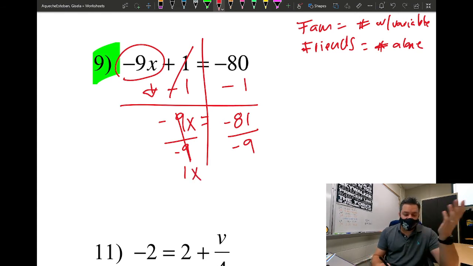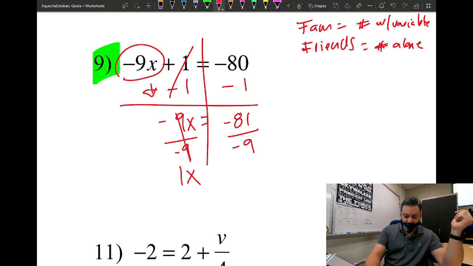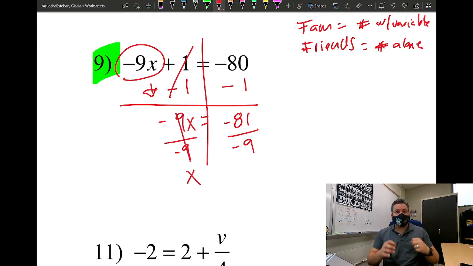But I don't write the 1. I want you to know that there's a 1. How many x's are there? 1x. 1x is the same thing, right? Whenever you see a letter by itself, understand, know, memorize that there's a 1 in front of it.